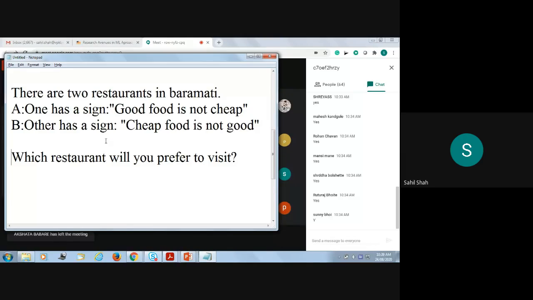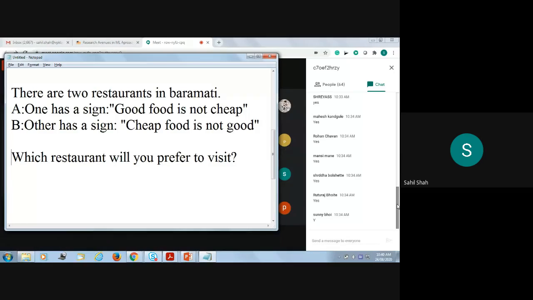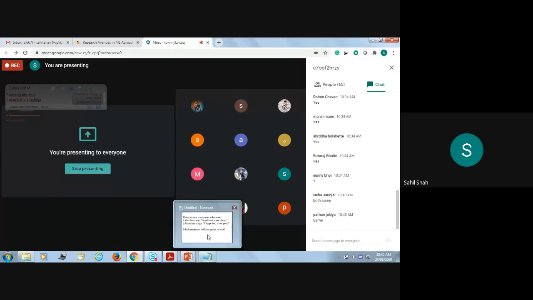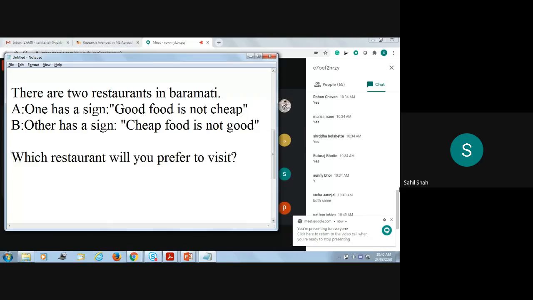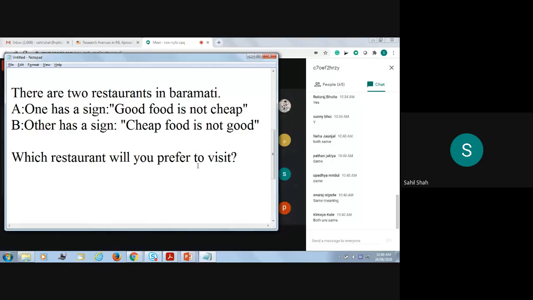Can you tell me what is the meaning of this? Good food is not cheap, cheap food is not good. Whether both the signs are trying to convey one and the same meaning, or it is something different. Both same, Neha is saying both same. What about others? Same. How come both are same? Okay, perfectly fine, both are same.